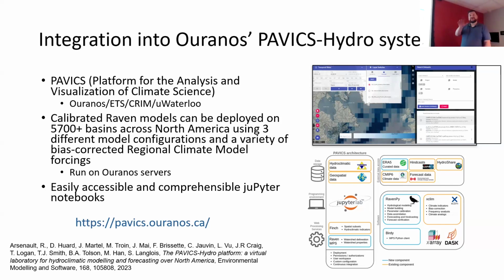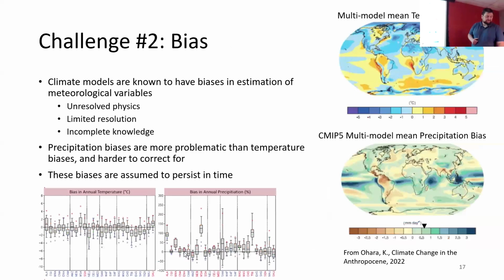So this is probably known information to most of the people in this room, but for people online, this is worth looking into. It's a valuable service. The other challenge we run into is that climate models aren't right. They're not perfect predictors. And so we know that they have biases in estimation of meteorological variables, and this is due to a variety of reasons. There's unresolved or unknown physics, incomplete knowledge of both physics and how clouds form and all these other things at the resolutions that these models are run at.